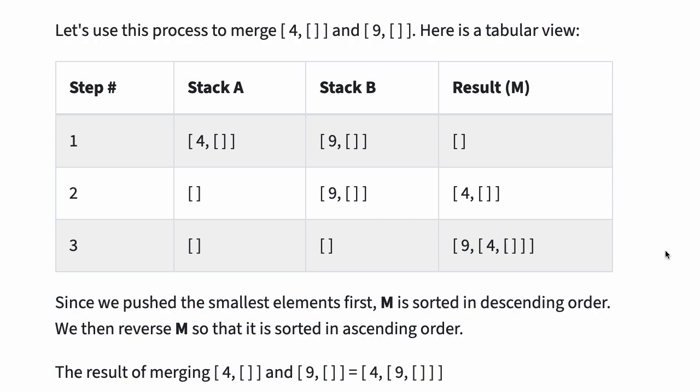Since we push the smallest elements first, M is sorted in descending order. We then reverse M so that it is sorted in ascending order. Then the result of merging stack 4 and stack 9 is equal to the stack 4, 9.